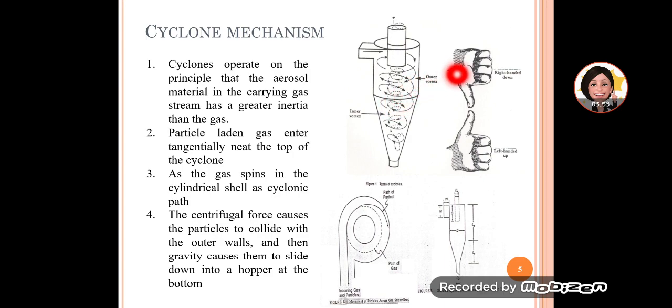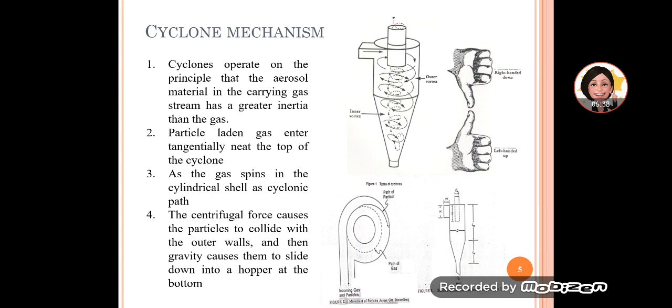If you can see, it spirals right-handed downward, and as the particles spiral down, they are expected to hit the walls of the cyclone and then slide down to the bottom to be collected. And the gas, once it hits the bottom of the cyclone, will spiral upwards in a reverse direction and leave the cyclone.